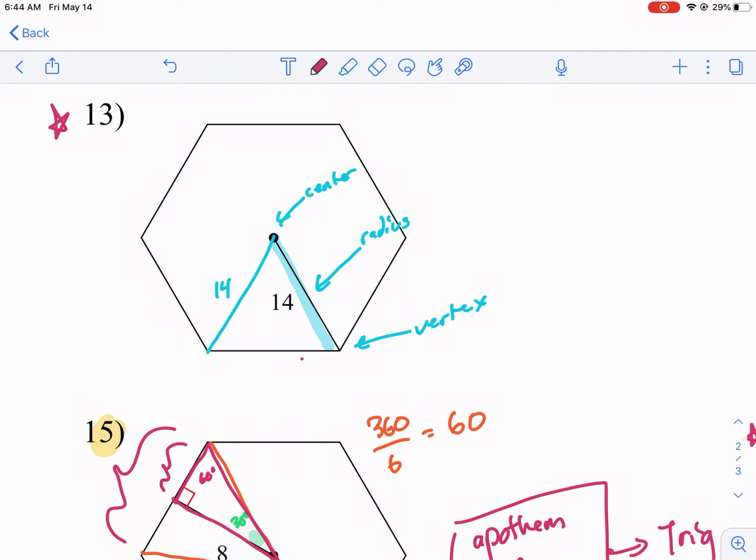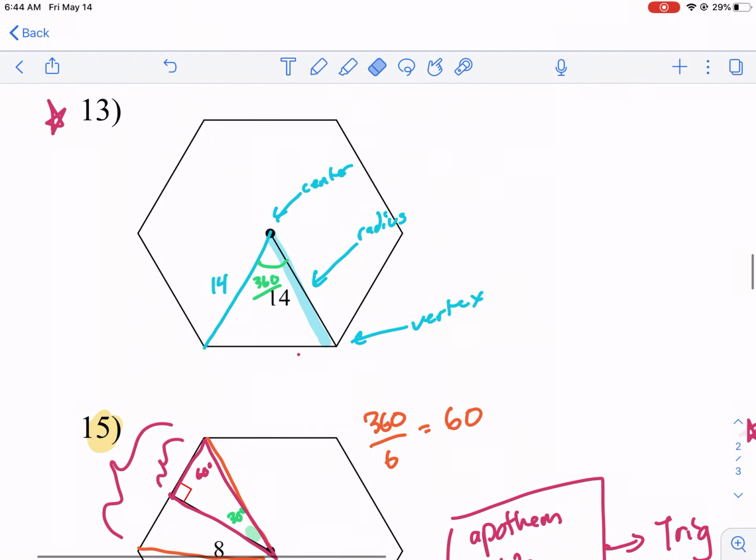Check this out. You're still going to want to find the central angle. And how do you find it? Again, you do 360 divided by the number of sides. In this case, it's 6 sides, so we get 60 for this central angle. Now, we're not going to divide it in half like we did before to find the apothem and the right triangle. We're not going to do that.